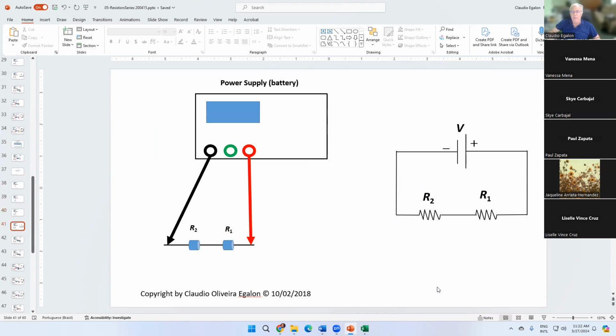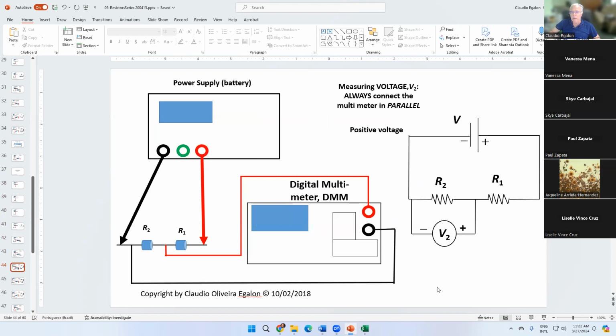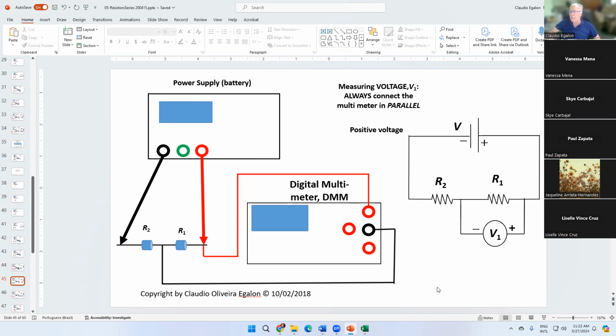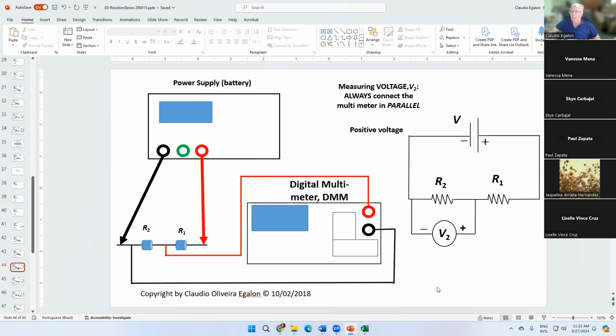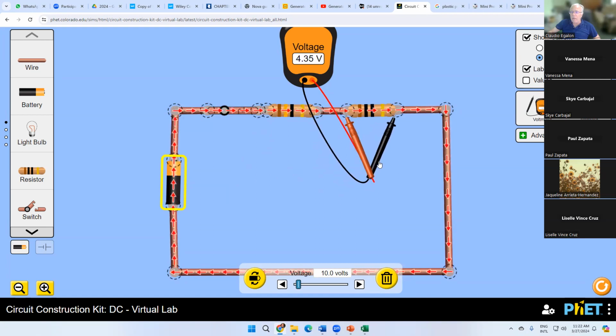Put together the circuit and connect the digital multimeter in parallel with resistor number 2. We did it in parallel with resistor number 1, and we did it in parallel with both resistors. But now let's concentrate on this. That's resistor number 2. We start with positive.